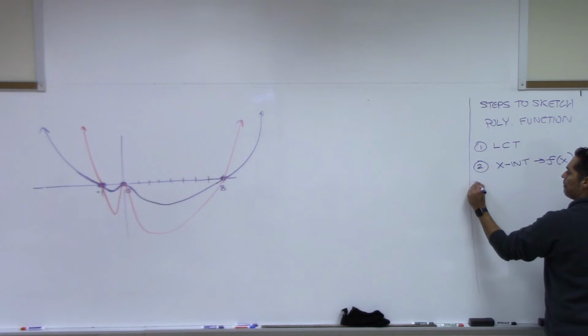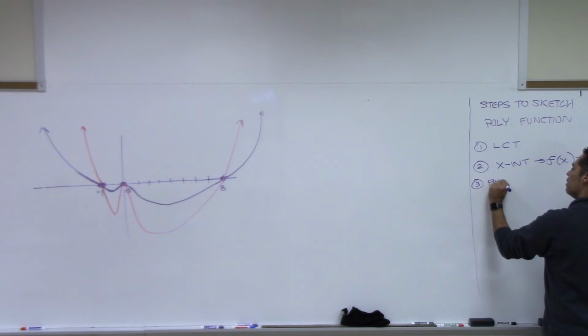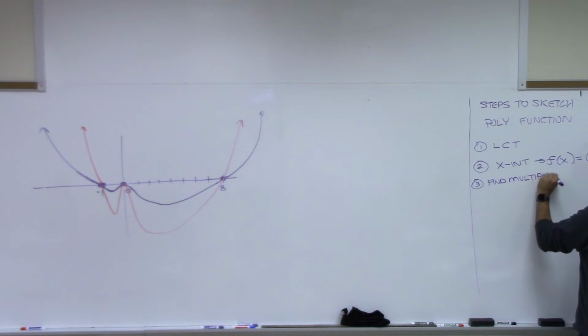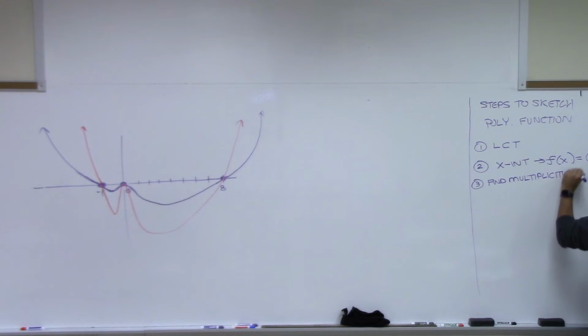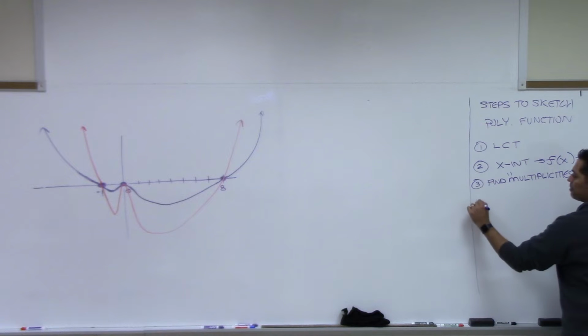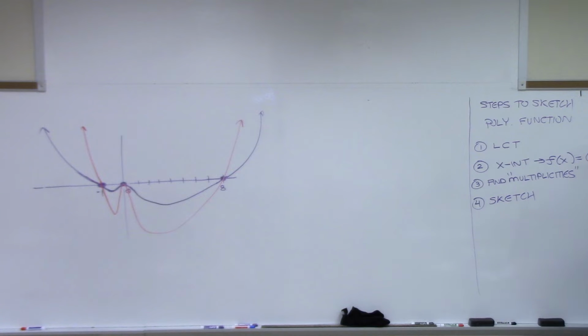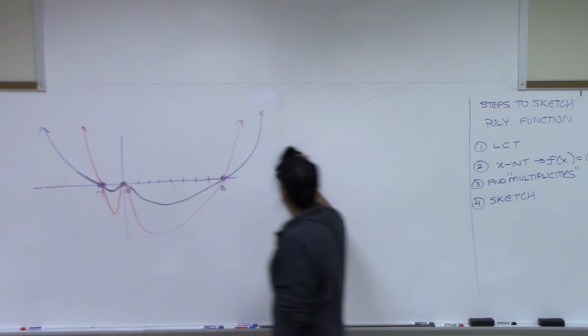The third step, find multiplicities. Basically, you're figuring out whether or not you're bouncing or crossing at each of those x-intercepts, right? And the fourth step is to sketch. That's it. So let's do the next one.